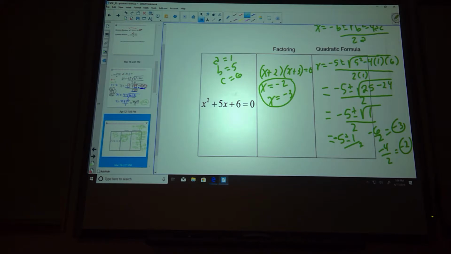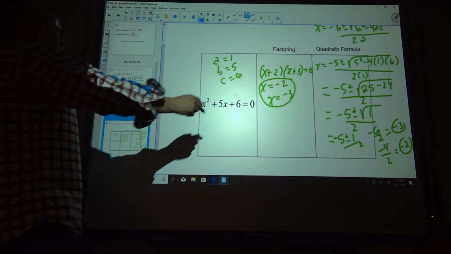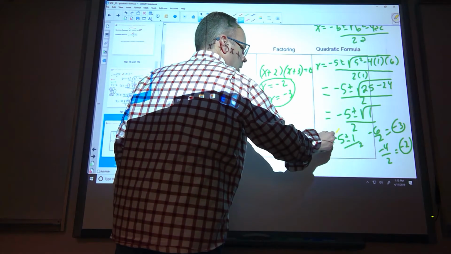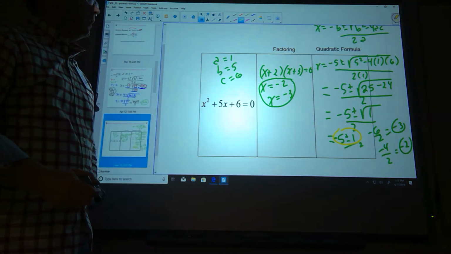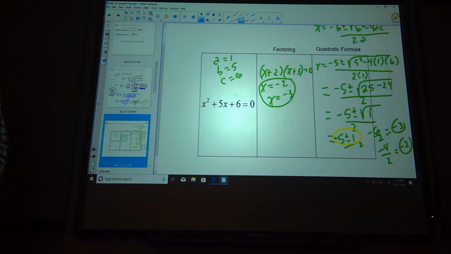How would you get the negative 6 over 2? Negative 5 minus 1 is over 2, or negative 5 plus 1. I did the math right here. Negative 5 minus 1, negative 6. Negative 6 over 2. Negative 5 plus 1, negative 4. Oh, you have to do it both ways? There's two answers.